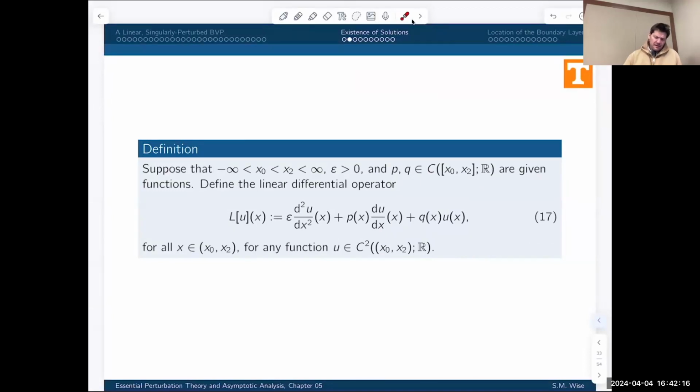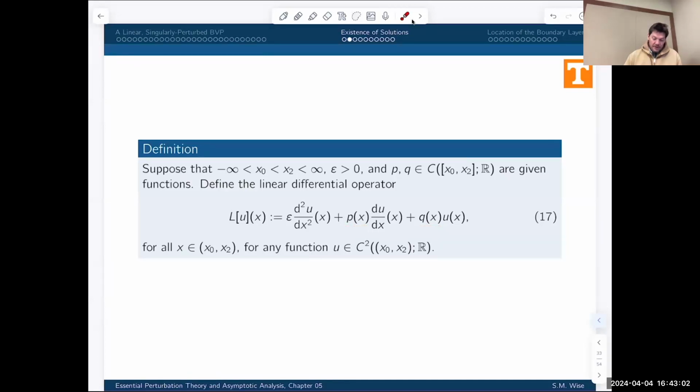So the first thing, let's fix what we're actually interested in here. Let's suppose that P and Q are continuous functions on this interval, x0 to x2. I could have worked with 0 to 1, I'm not sure why I didn't, but I chose some finite interval on which we're going to operate. P and Q are functions that multiply these lower order terms, the first derivative of u with respect to x and the original function u of x. P goes here, Q goes here.